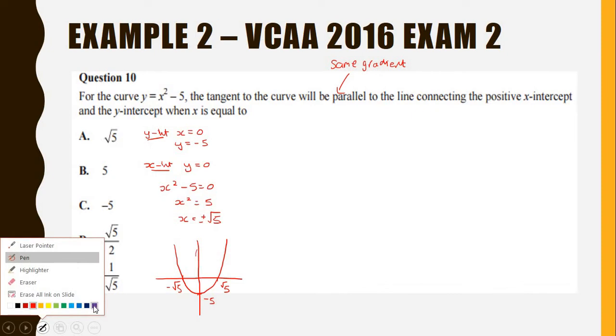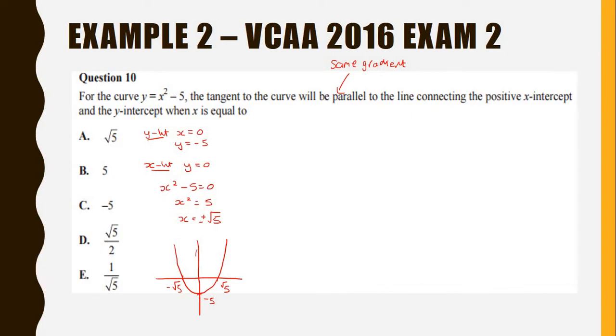Now, in this case, it tells us that the tangent to the curve will be parallel to the line connecting the positive x-intercept and y-intercept. So I need a line connecting the positive x-intercept and the y-intercept. Now I will have a little bit of trouble drawing without a ruler, but hopefully we can imagine. That's the line. I want to find a tangent to the curve that will be parallel to that. So somewhere down here, I will have another line which is tangent to the curve and is parallel, same gradient.